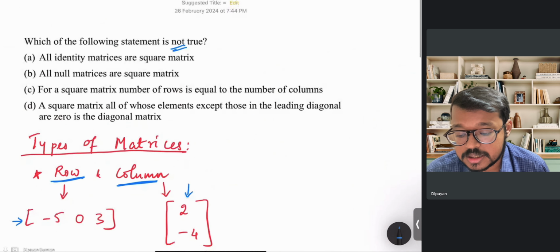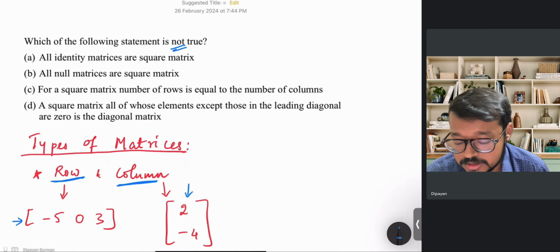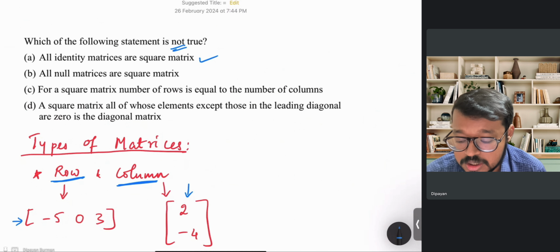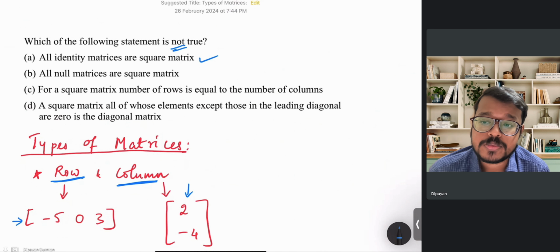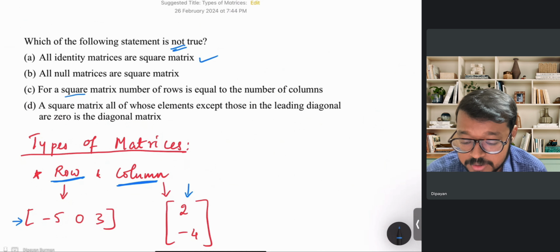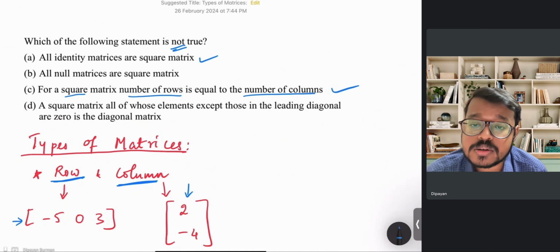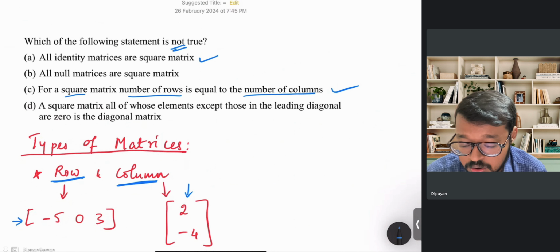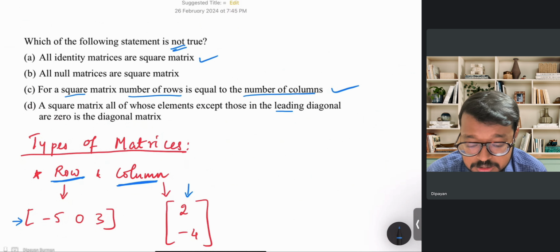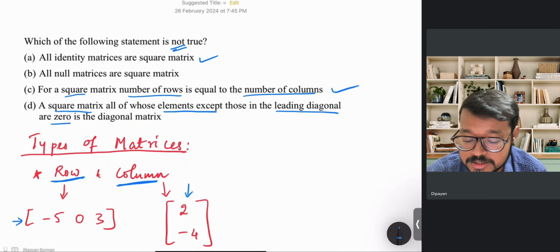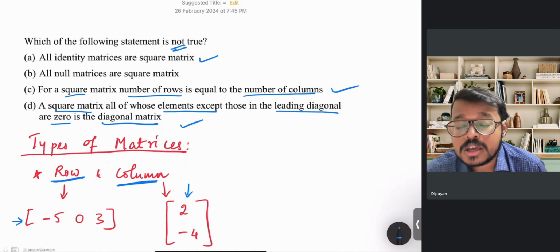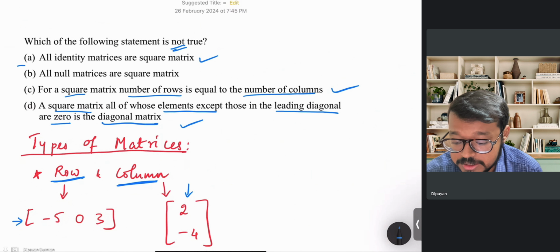Now if I look at all the options, I will see that the first option, all identity matrices are square matrices, is true. If I look at the third option, option C, for a square matrix, the number of rows is equal to the number of columns. That is also definitely true. And option D, a square matrix, all of whose elements except those in the leading diagonal are 0, is called a diagonal matrix. That is also true. That's the definition of a diagonal matrix. So the only thing which is not true is option B.